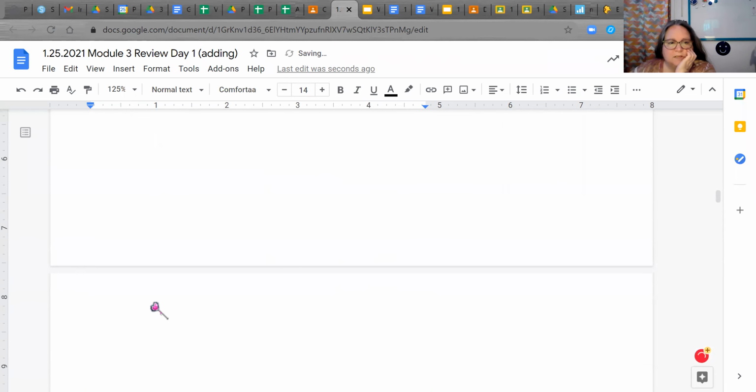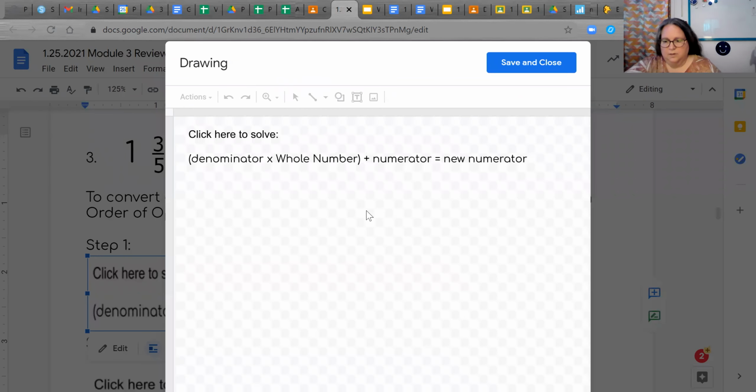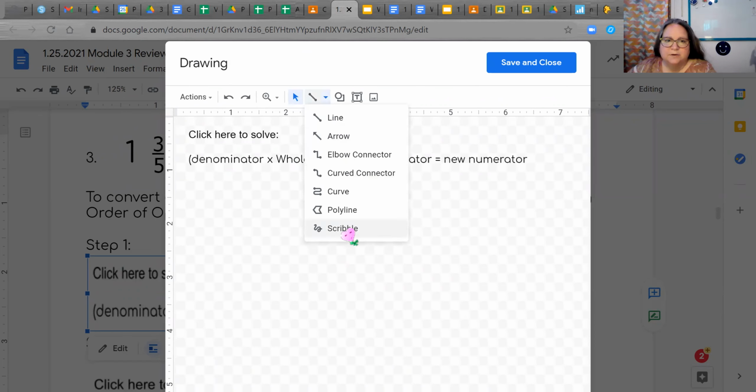So let's bounce to the next question. Now here we are, we have 1 3/5, and we're converting 1 3/5. So I'm going to first turn this into an improper fraction. Remember, we're scribbling, you guys. So I'm going to quick come down here, hit scribble.